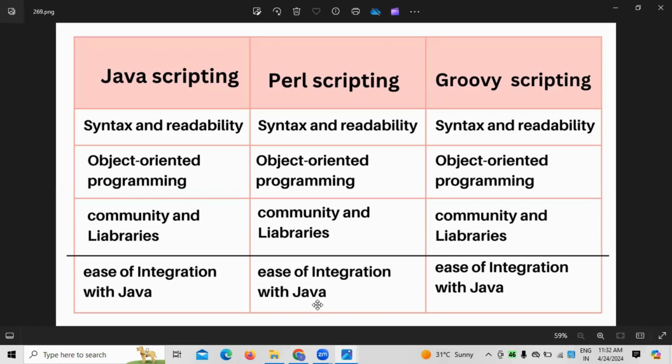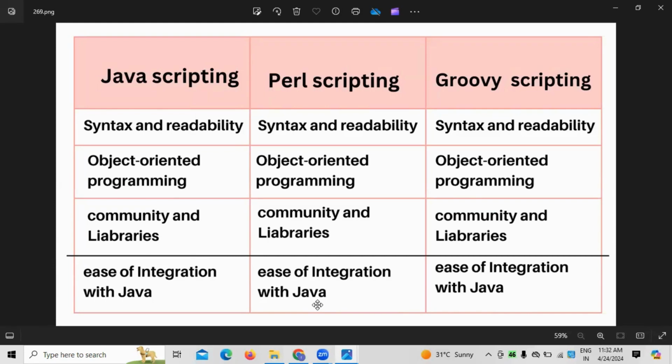But with Groovy scripting as well as Java scripting, the community libraries we use are more or less the same, because the same Java libraries will be used for Java scripting. At the same time, whatever Grails or Groovy on Grails or Ruby on Rails libraries we have will be used in Groovy scripts. So these are the three major differences you see from the scripting part.